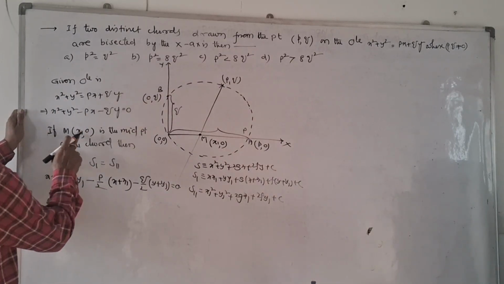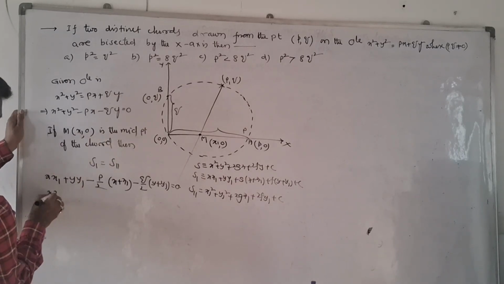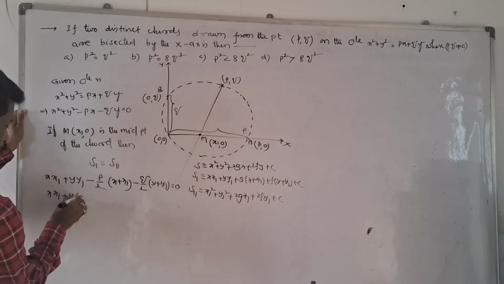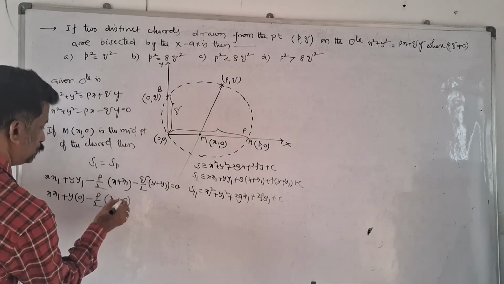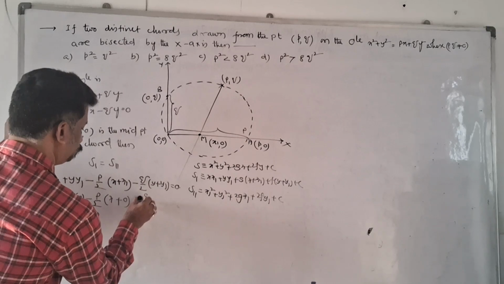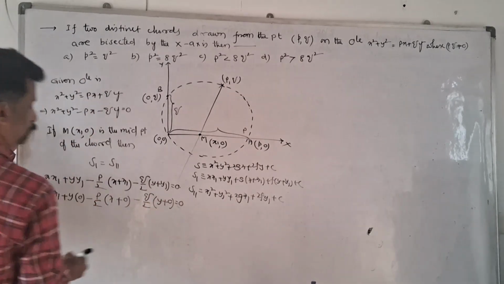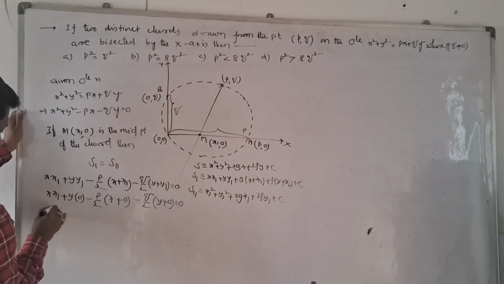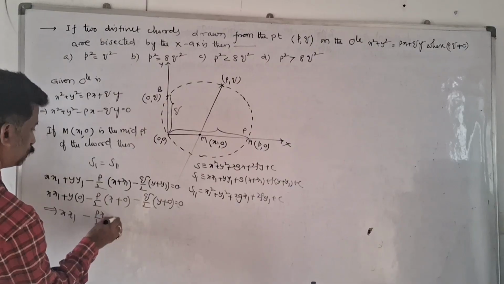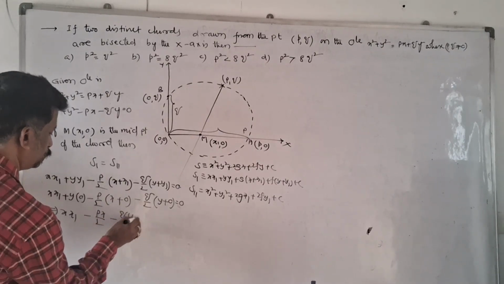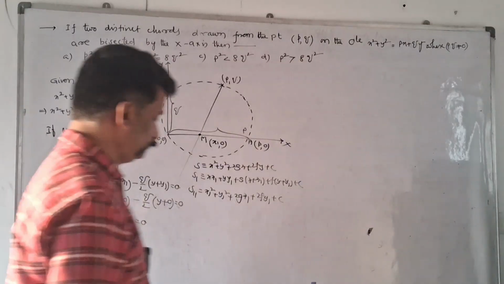But here capital M is equal to (x1, 0), so y1 is equal to 0. So x1 x plus y into 0 minus p by 2 into (x plus 0) minus q by 2 into (y plus 0) is equal to 0. So that implies x1 x minus px by 2 minus qy by 2 is equal to 0.